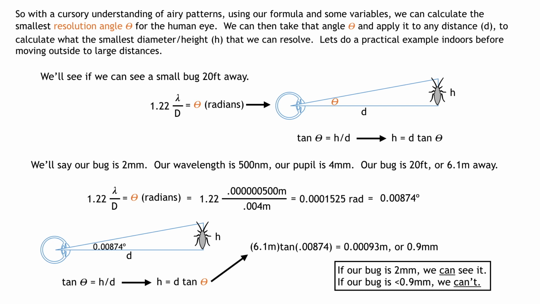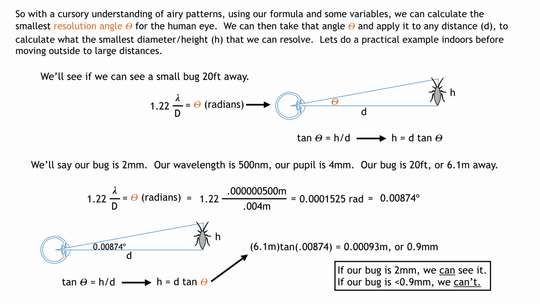So with a cursory understanding of Airy patterns, using our formula and some variables, we can calculate the smallest resolution angle theta for the human eye. We can then take that angle theta and apply it to any distance d to calculate what the smallest diameter or height h is that we can resolve. So let's do a practical example indoors before moving outside to large distances. So we'll see if we can see a small bug that is 20 feet away.